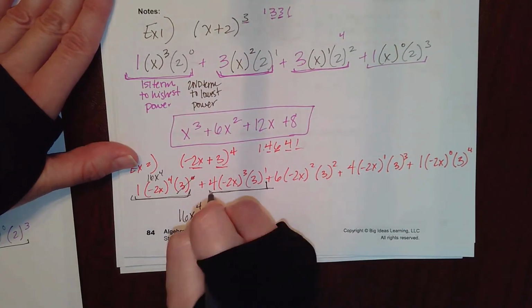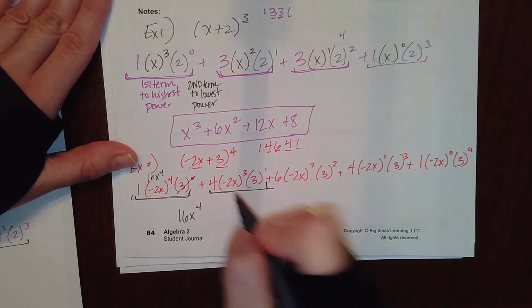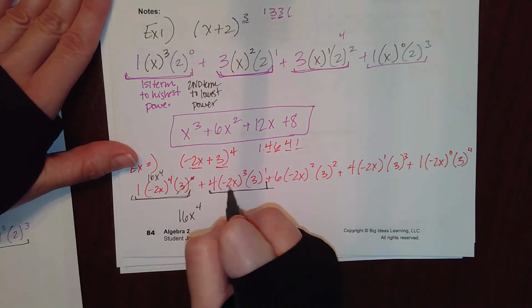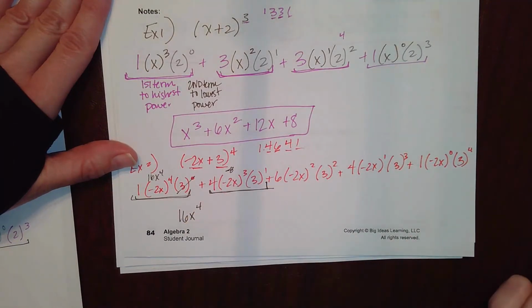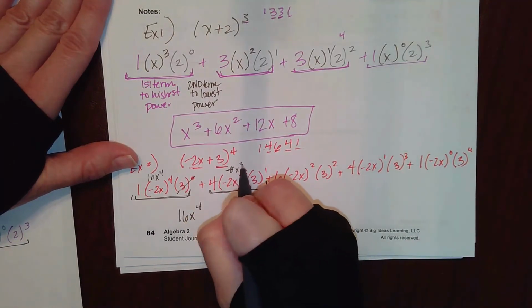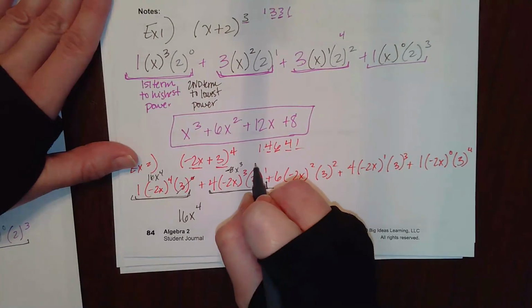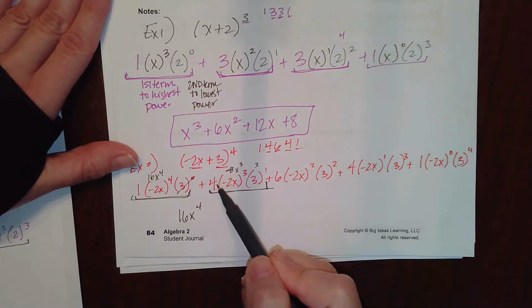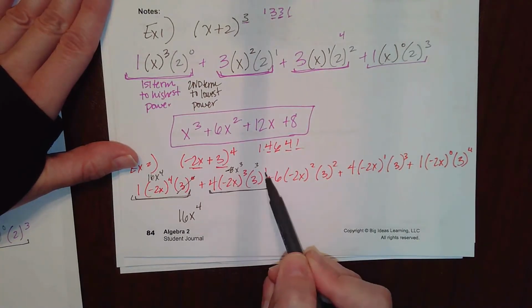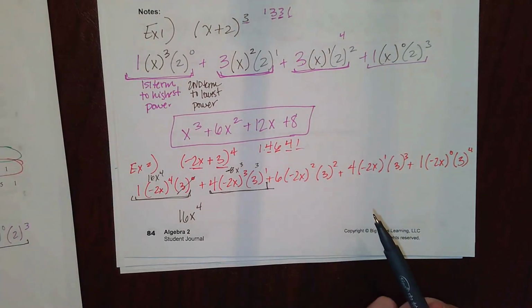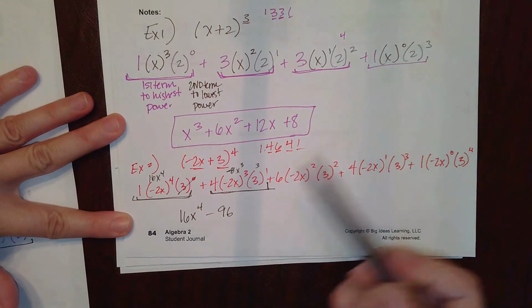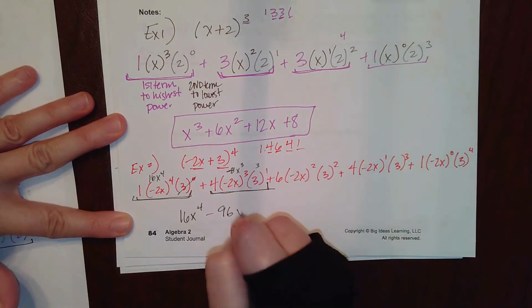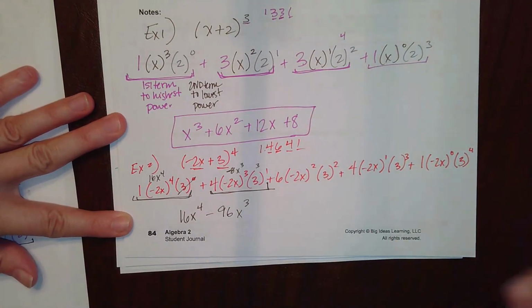This one becomes, all right, so I have 4, and I have negative 2 cubed would be negative 8, because negative 2 times negative 2 times negative 2. And this is x cubed. And then, of course, this is 3. So I'm going to do all my numbers first. What's negative 8 times 4 times 3? Well, negative 8 times 4 times 3 is negative 96. And then my powers of x are x cubed.